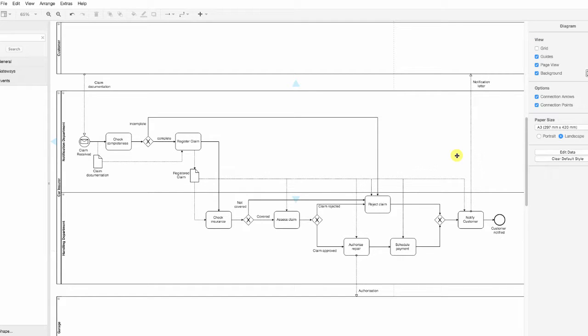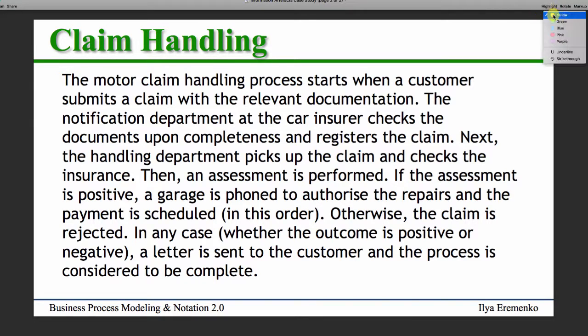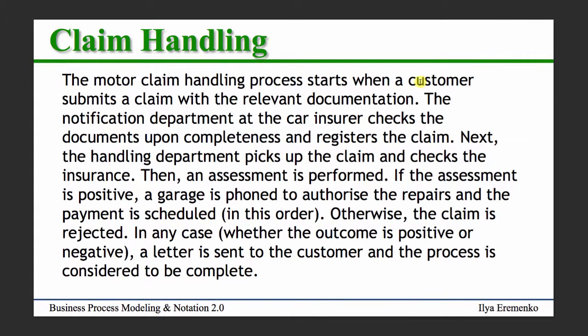The first thing we need to do is to go back to our textual description and try to identify as many different BPMN elements as we can. But this time, the first element we're going to focus on is not going to be the start event, but it's going to be different actors engaged in the process. So we will identify all different pools and lanes. In the very first sentence of this description, we can see our first actor. The model claim handling process starts when a customer submits a claim. So customer is gonna be our very first actor.